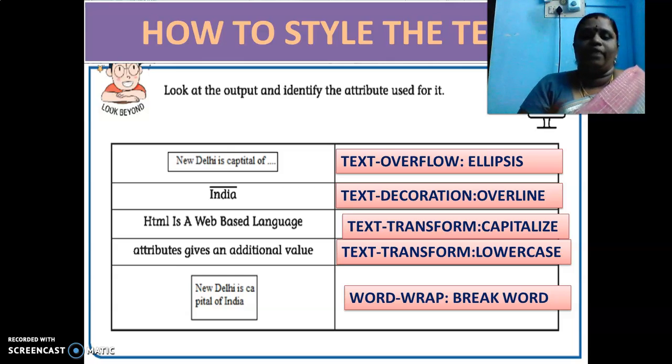HTML is a web base. Here text transformation, capitalize each letter, right? Attributes give this text transform lowercase letter. This word wrap, that is breaking the word. India, New Delhi is capital of India. Okay children, I think you all wrote this. We can go into the next one. Have you all copied this in your book? I hope you all copied this in your book.